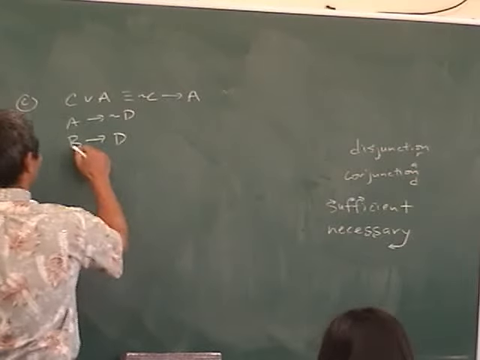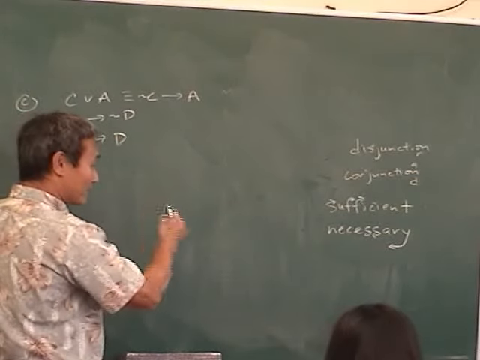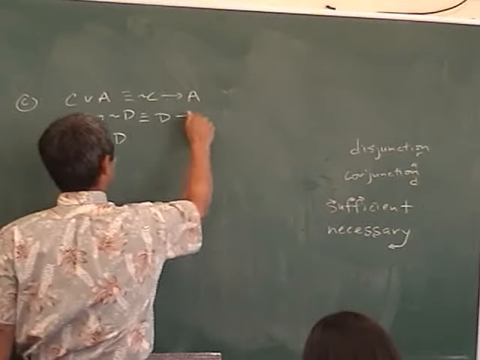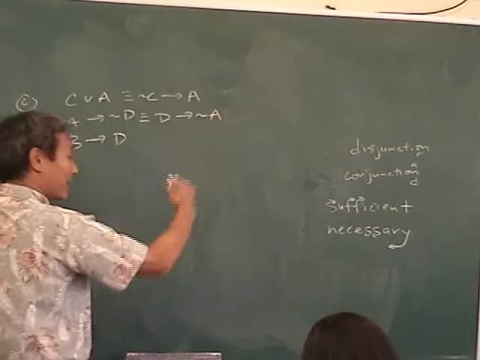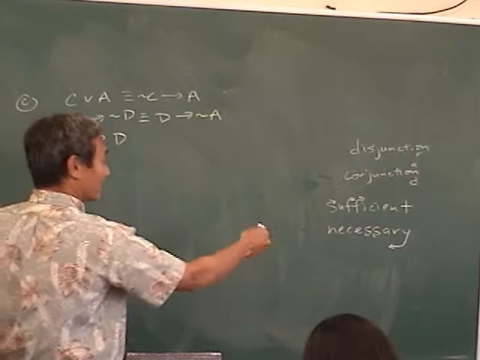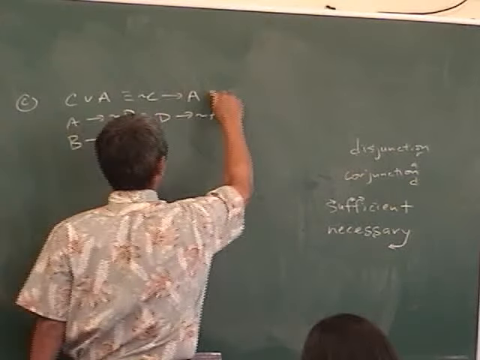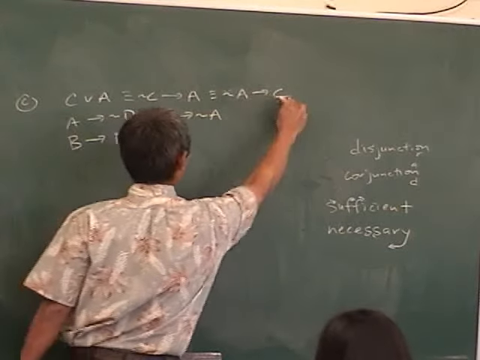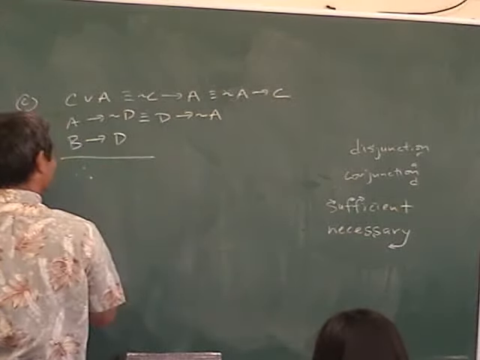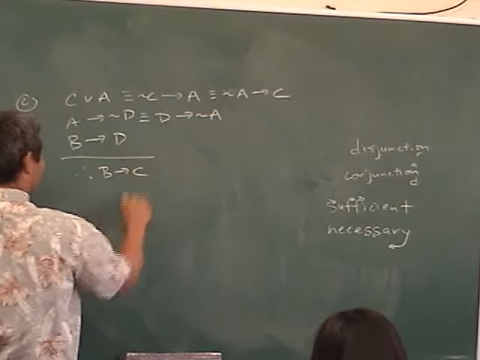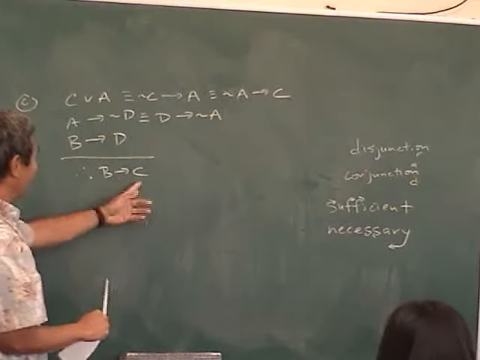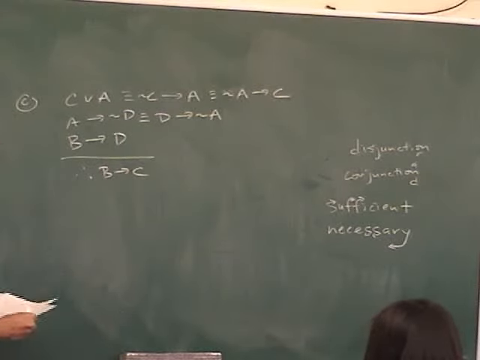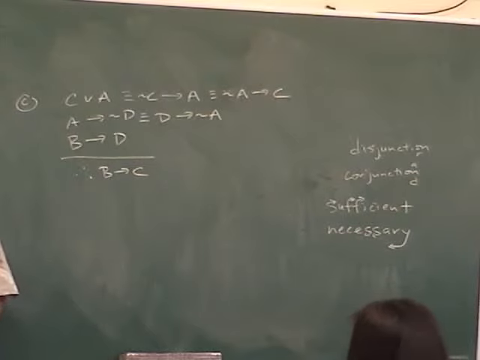Okay, B. So B implies D, so then I need D implies something. How can I get that? From the contrapositive of this. D implies not A. Then I need not A implies something. Where can I get that? The contrapositive of this. So not A implies C. So if B implies D, D implies not A implies C, therefore B implies C. Or if you went the other way around, then you would have had not C implies not B, but that's the same thing, right? Contrapositive. Okay, and then 4, 5, and 7.